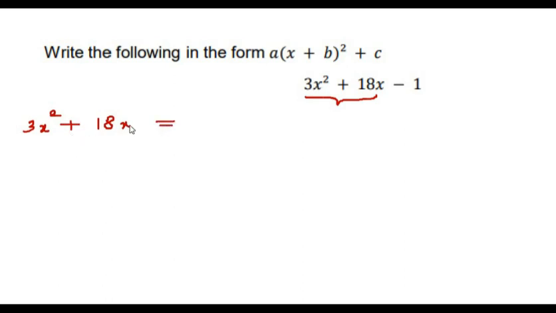Now we have to factorize it. So we have to take something common out from these 2 terms. The common term we can think about here is 3, because 18 also can be written as 3 times 6 times x. So as you can see, 3 is common in these 2 terms. We can take 3 out and in the bracket we write x square plus 6x.